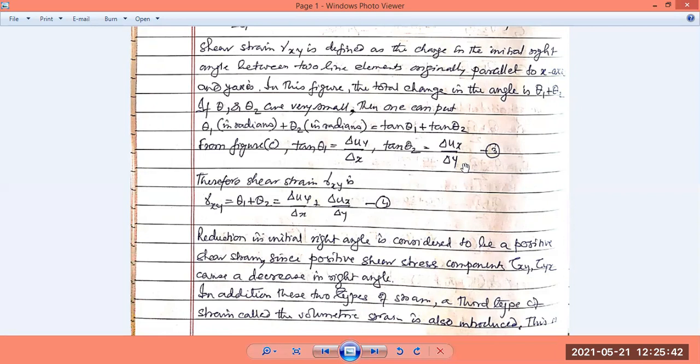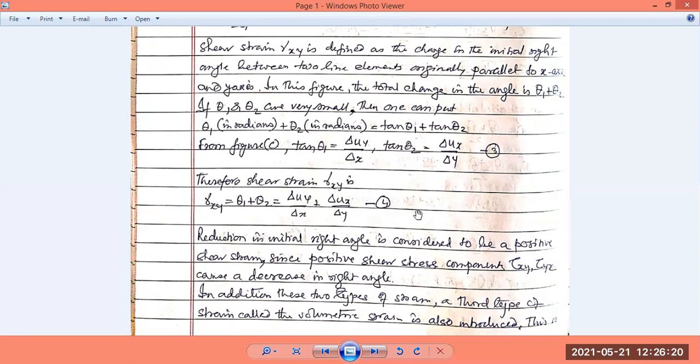Therefore, where delta ux here is the vertical and delta y is the base, here delta uy is the vertical, the delta x is the base itself. Therefore, the shear strain gamma xy is theta 1 plus theta 2, which is equal to delta uy divided by delta x plus delta ux divided by delta y. This is the shear strain gamma, which is given by this equation, equation number 4.